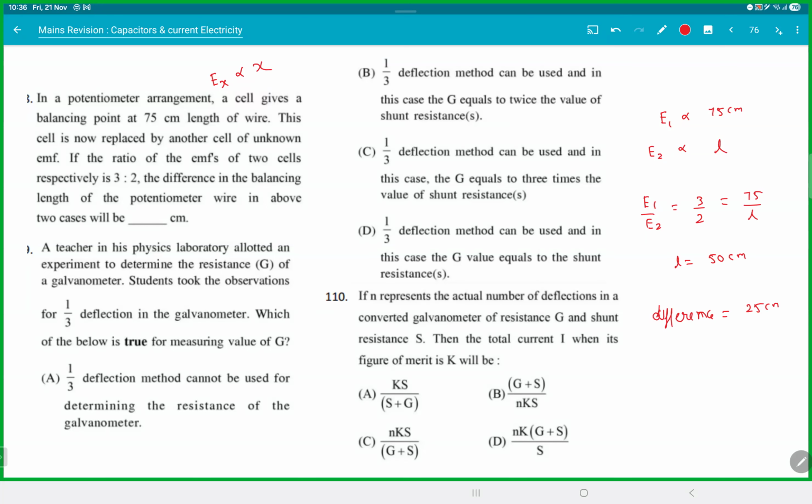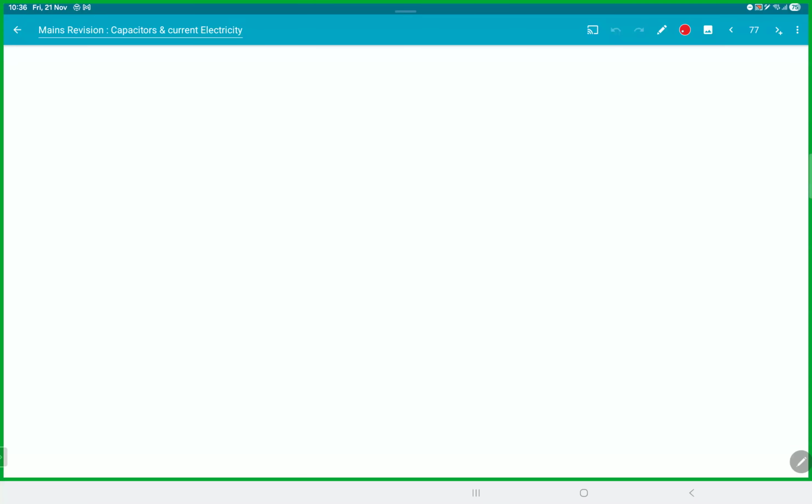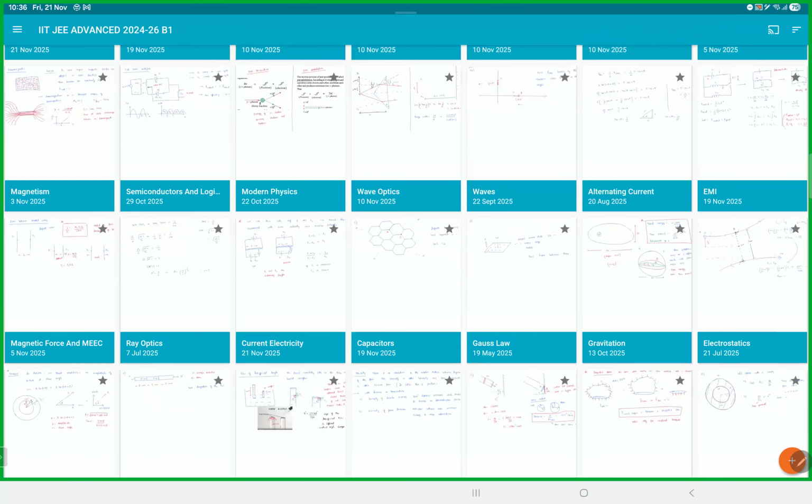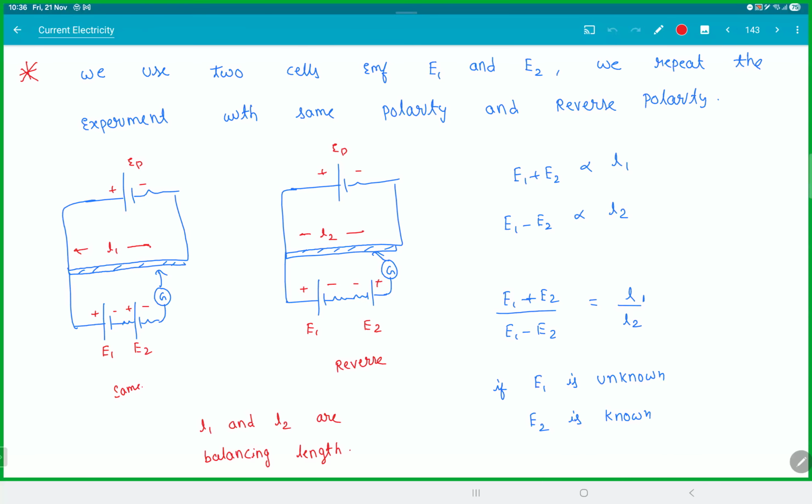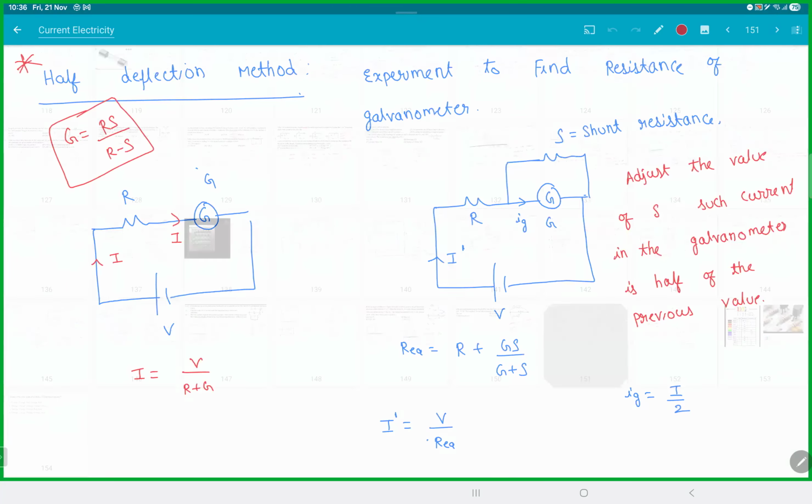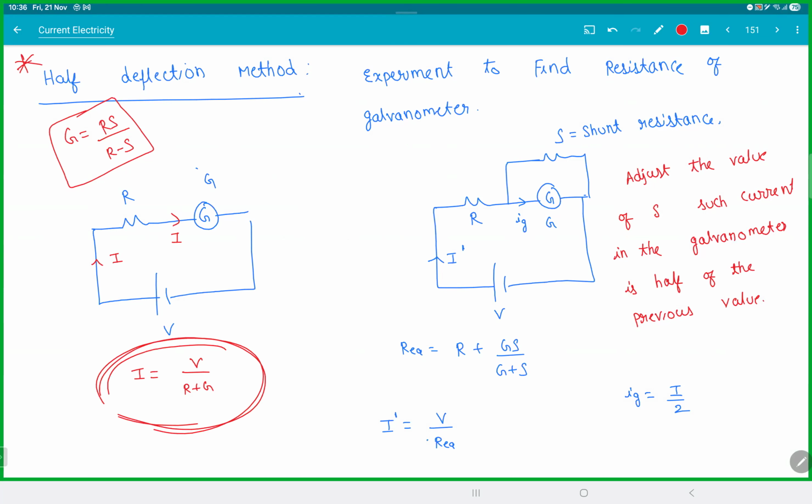Now, what is this half deflection method? Let me show you the half deflection, then I'll show you how to do this. What is this half deflection method? It's an experiment to find the resistance of a galvanometer. How does this experiment work? First, you take the galvanometer, put it in series with a resistance and a battery. You get some current, V by R plus G.